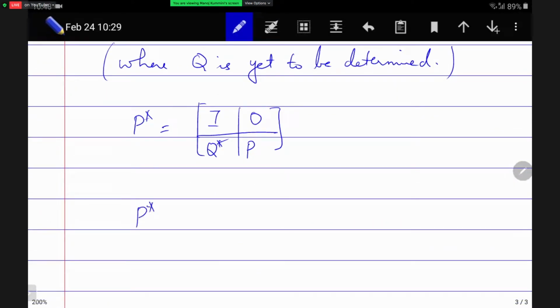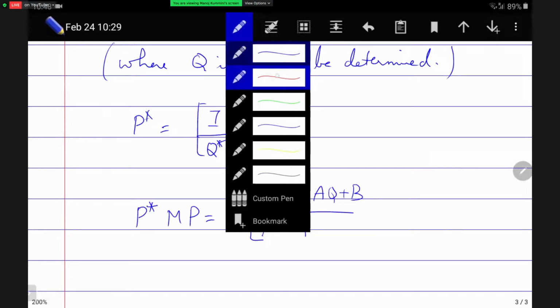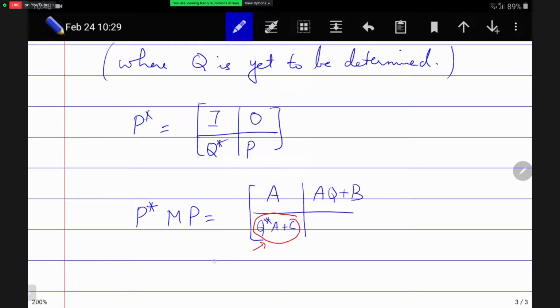Then P star MP is, so this you can verify, in that block here we get AQ plus B. Here we would get Q star, okay, sorry, I wrote in my notes Q star A plus C, but I am not entirely sure. This is what I meant. So please check.